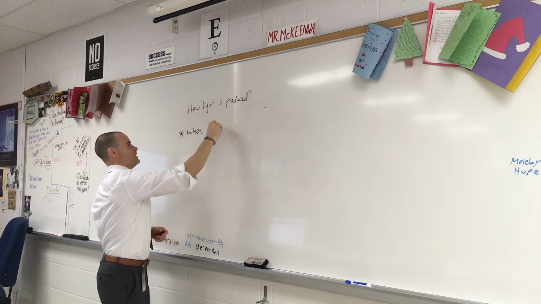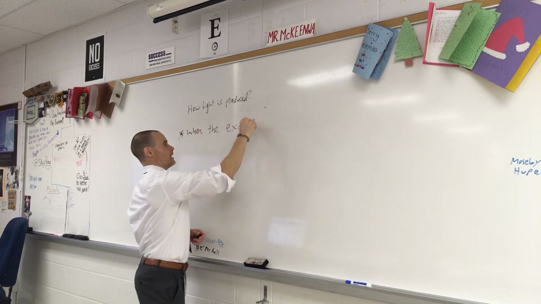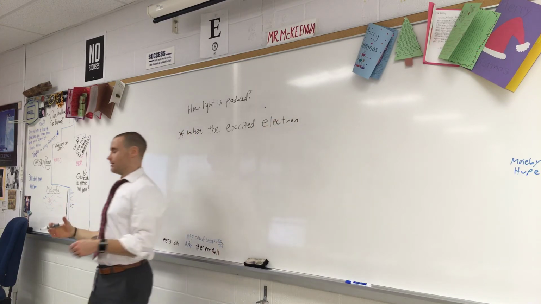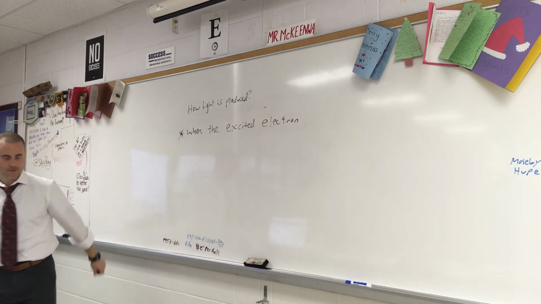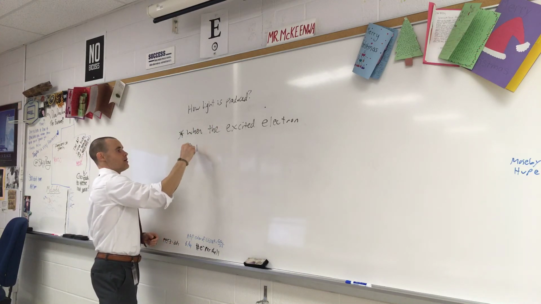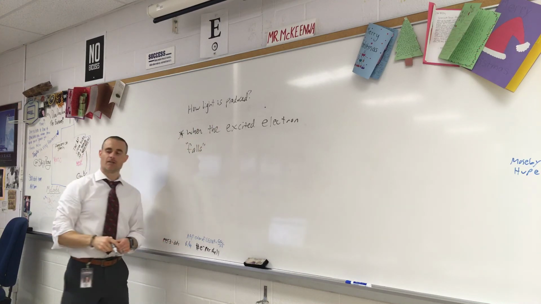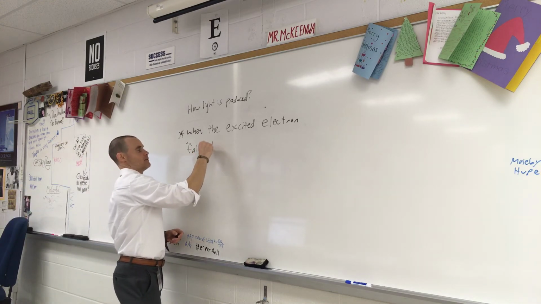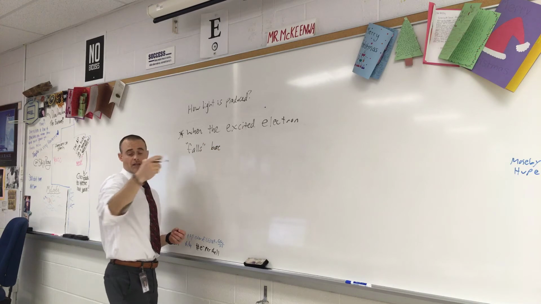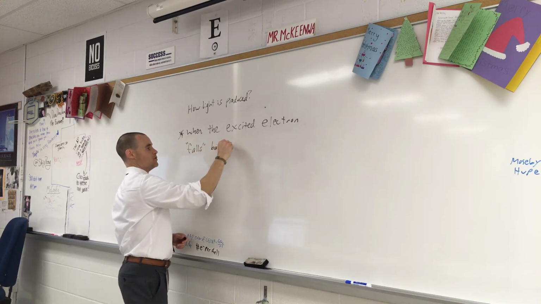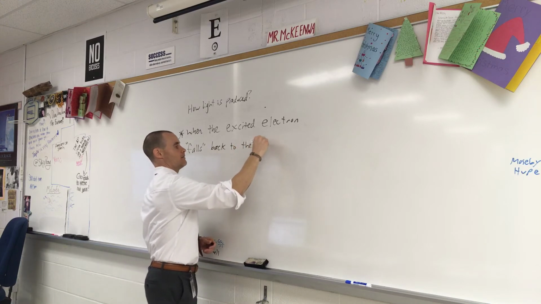When the excited electron, so we just excited it, it jumped up to a higher energy level. When that excited electron falls, put that in quotes, back down, where's it falling back down to? Lower energy level. Ground state, or original state, you can say that, that's good. Falls back to the ground state.